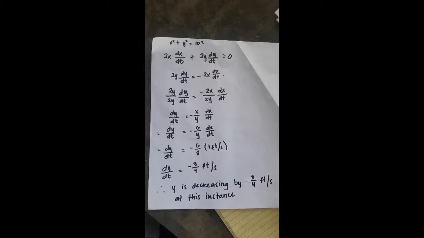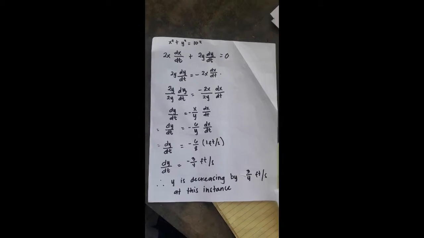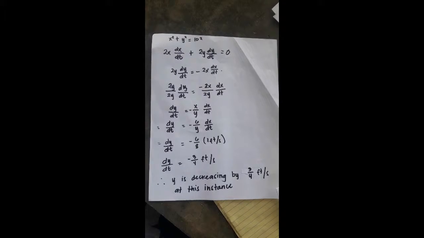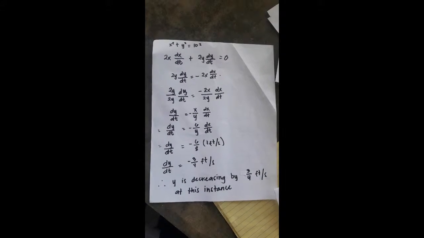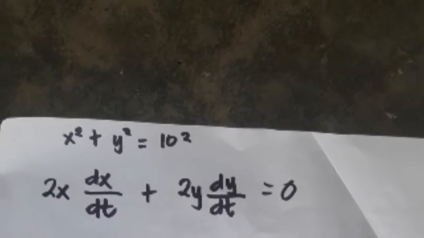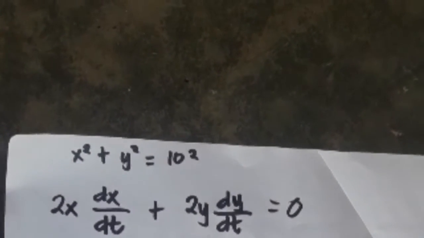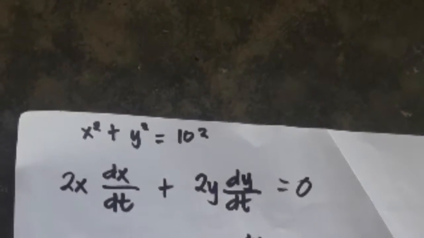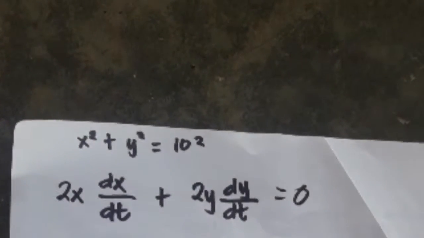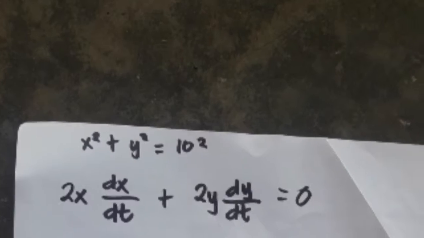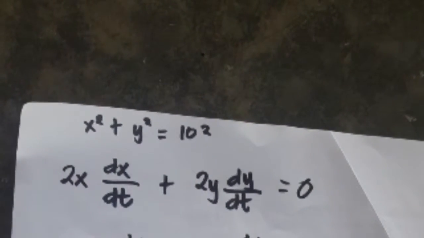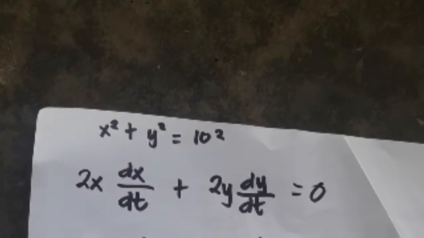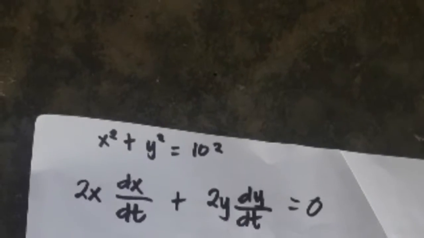As we said, we want to know how this changed over time, so let's differentiate this equation with respect to time. So, the derivative of x squared with respect to time is 2x dx over dt because we use the chain rule. For y, we will do the same thing. We will use the chain rule. So, it will become 2y dy over dt. For 10 squared, it is 0 because any constant is 0 if differentiated.